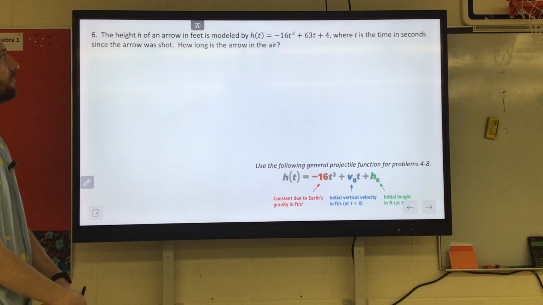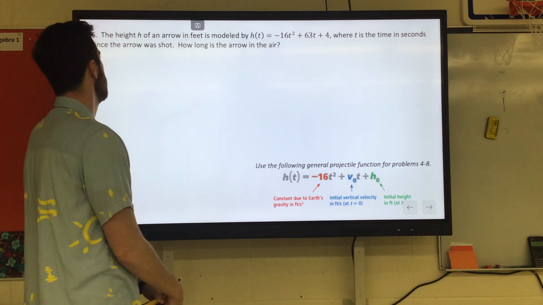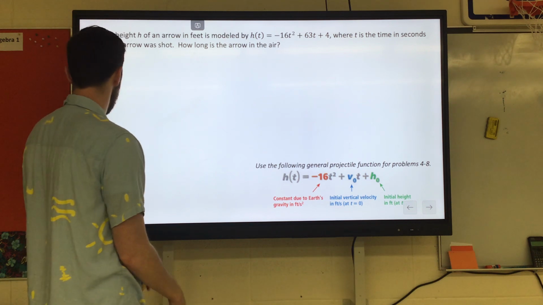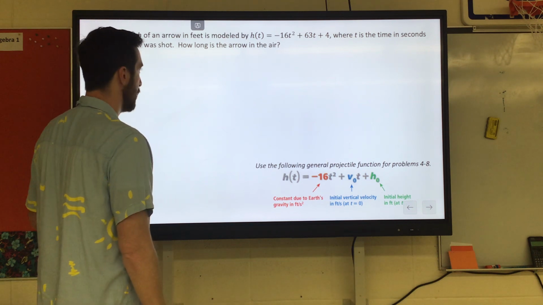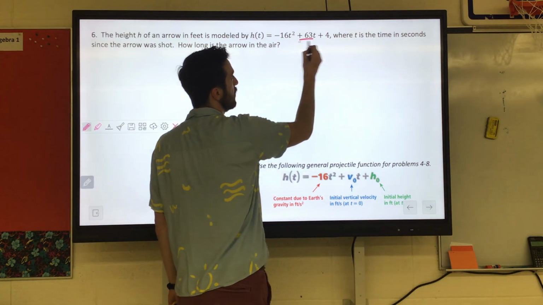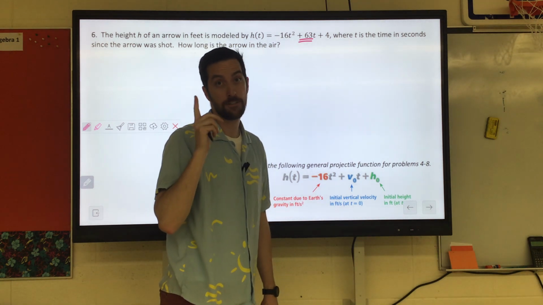The height of an arrow in feet is modeled by this equation, where t is the time in seconds since the arrow was shot. How long is the arrow in the air? Now, if you look, they filled in part of the formula. Let's pretend like they didn't. Remember, the 63 is our velocity. So they'd be like, it went with an upward velocity of 63 feet.